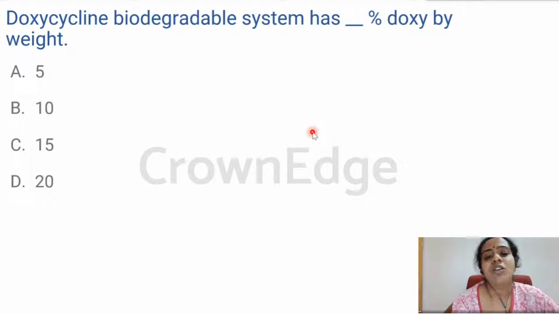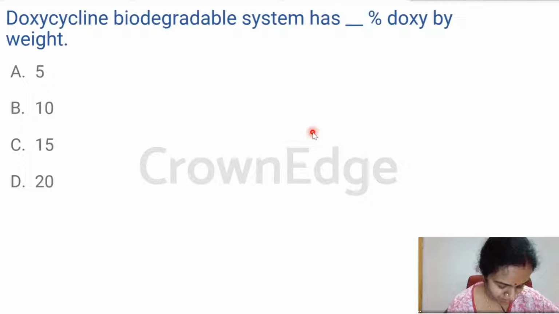Okay, so doxy system is a biodegradable system. I am not giving away the name here because one of you can try naming it right now. Most commonly available doxy system for local drug delivery. Just keep this in mind while we are discussing this answer. Okay, doxycycline system has a percentage of doxy by weight. What is the correct percentage? 5, 10, 15 or 20?